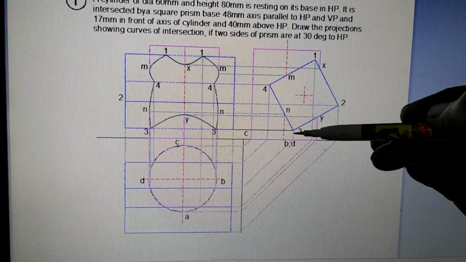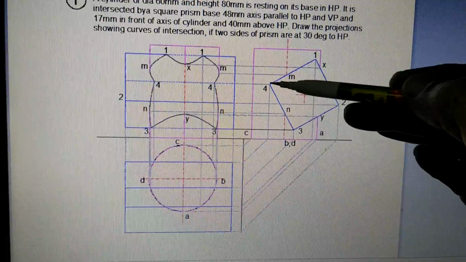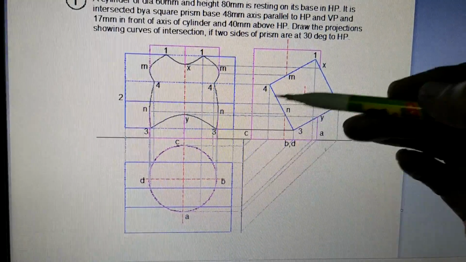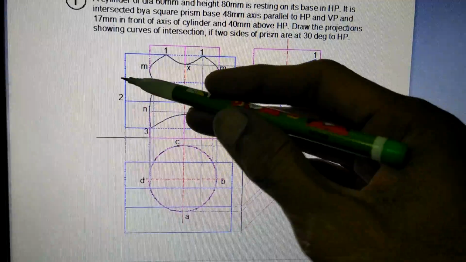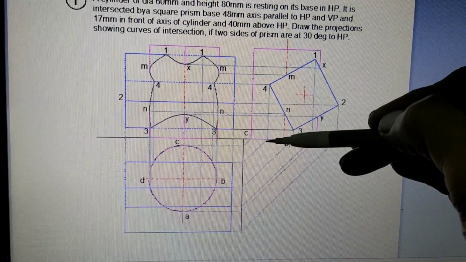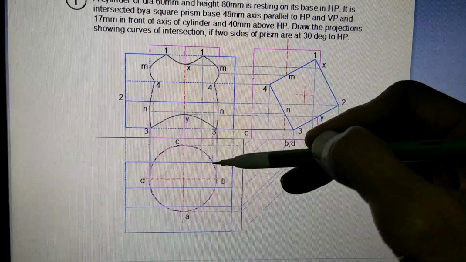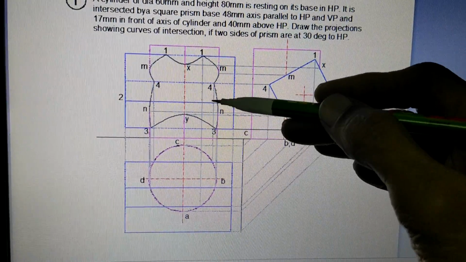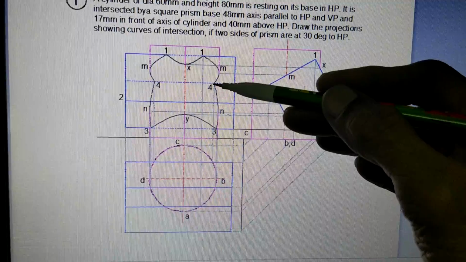Now let's go from 3 to 4. From 3 to 4, there is 3 already drawn. Now where is 4? 4 is at this height, so draw this line. Now where is 4 in the top view? In the top view, 4 is here. So since 4 is here, we draw the projector line, and that gives us the position of 4 here.